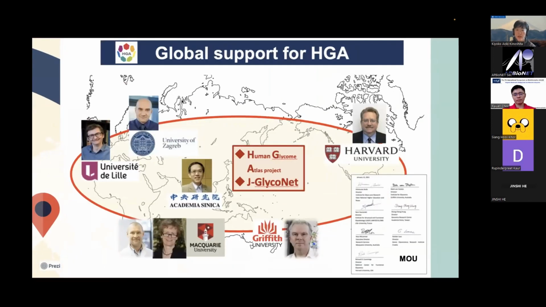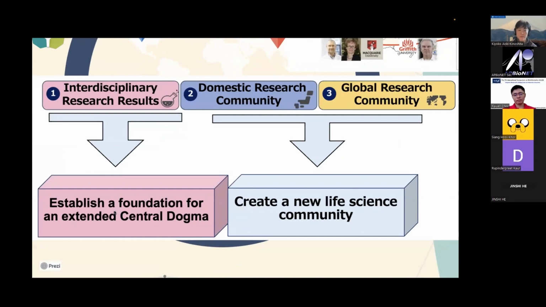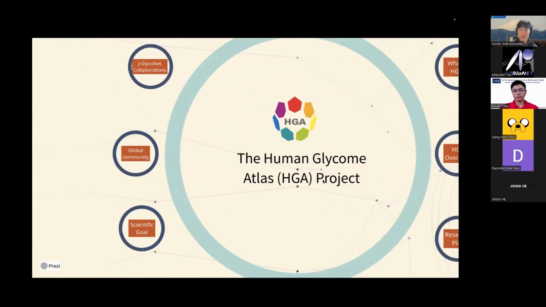We already have global support for HGA through Academia Sinica, MOUs with Kinoshita, Australian universities. The Human Glycome Project is being promoted by Gordon Lauk and Rick Cummings, as well as the University of Lille. So really, not just establishing an extended central dogma, to promote interdisciplinary research, we want to create a new life science community, not just domestic, but also globally, to promote this extended central dogma.